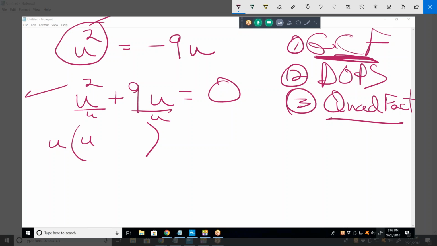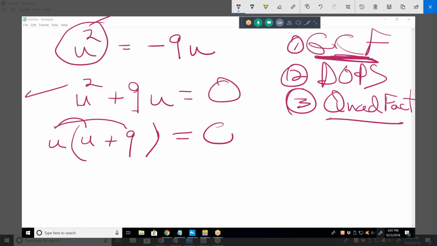Okay? Now, before we go on, we check that. We don't do the whole problem and then go back and check. There's a lot of math problems that have 12 steps in them. You can't wait till you get to the end to check. But I can check real quick. That is u squared. That is 9u. So I know I have factored it correctly.